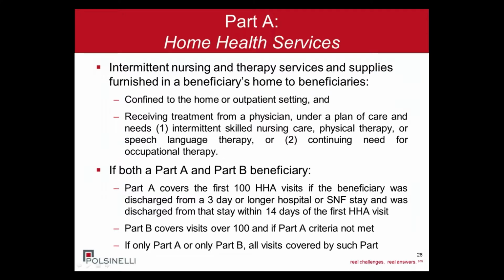And home health services. So this is intermittent nursing and therapy services and supplies that are furnished in the beneficiary's home. You have to be confined to your home or an outpatient setting, and you have to receive treatment from a physician under an established plan of care that determines that you need intermittent skilled nursing care or physical therapy or OT or speech language therapy, and that there's an ongoing need for that.